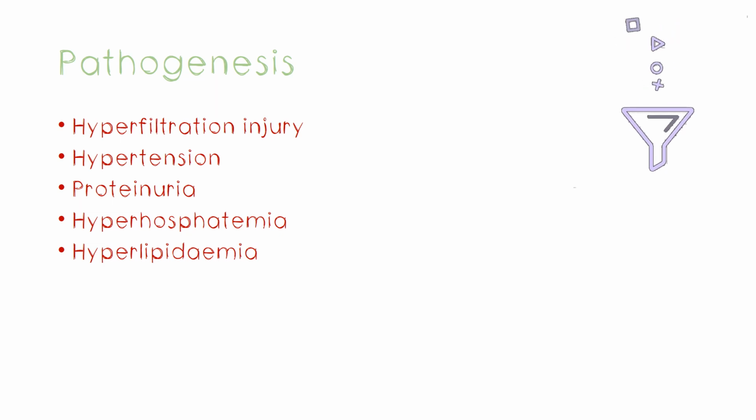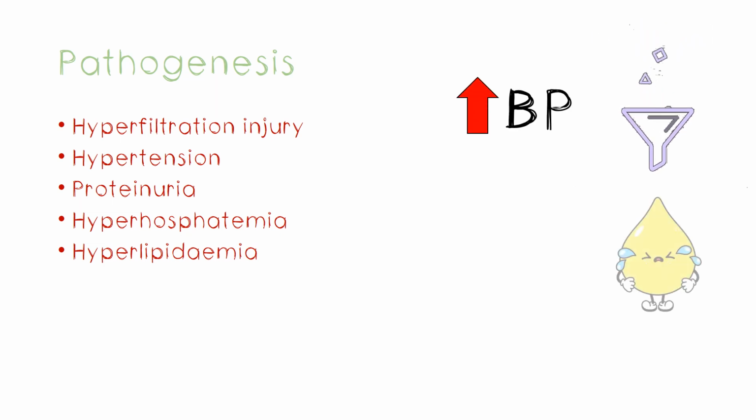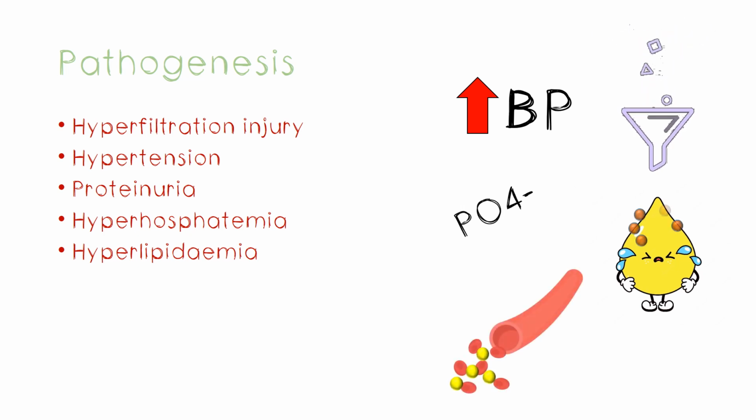A similar thing happens with hypertension, where due to the increased pressure, there is again hyperfiltration, leading to damage to glomeruli. Other factors like proteinuria, hyperphosphatemia, and hyperlipidemia have also been implicated in the pathogenesis.